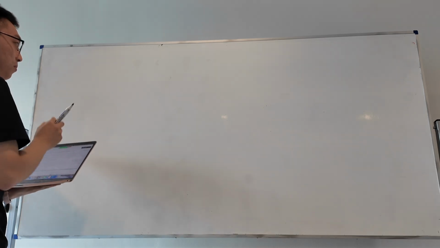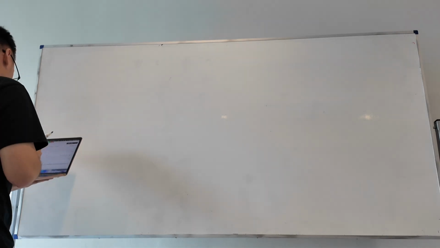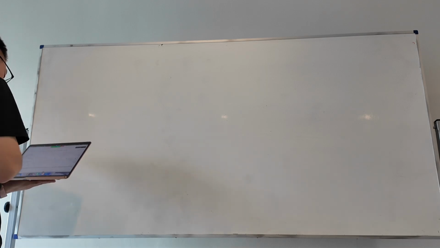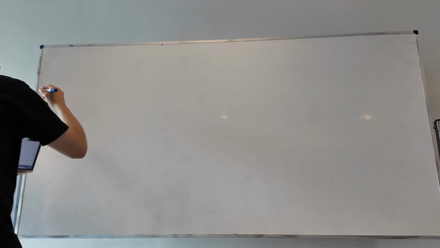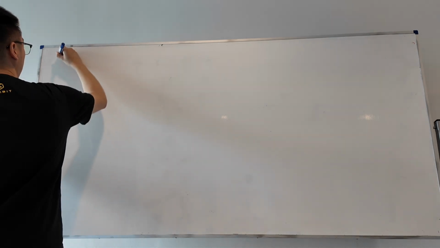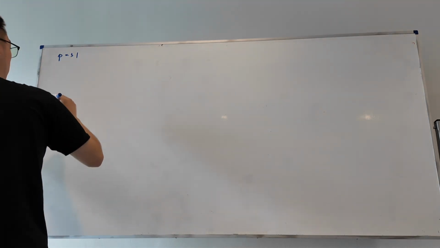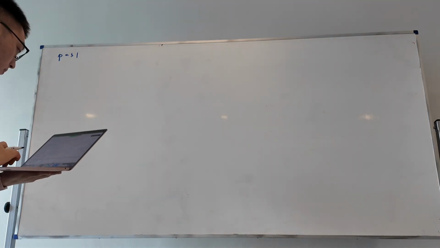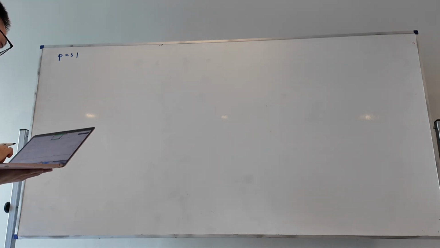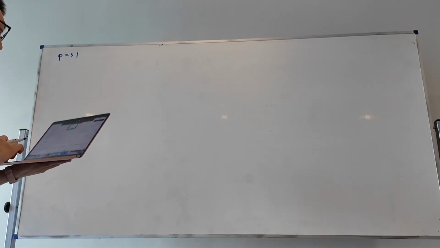So first, before we build FFT, we have to build up a group. We choose a group of p equals 31. And you can see my code in Zoom.